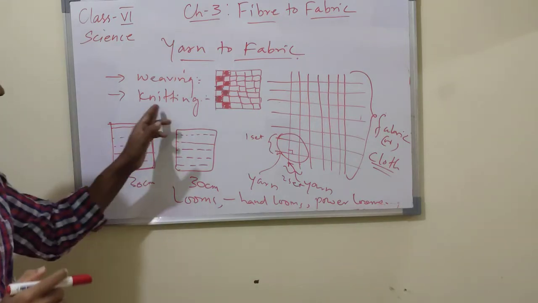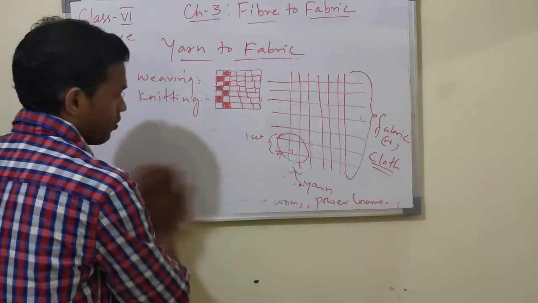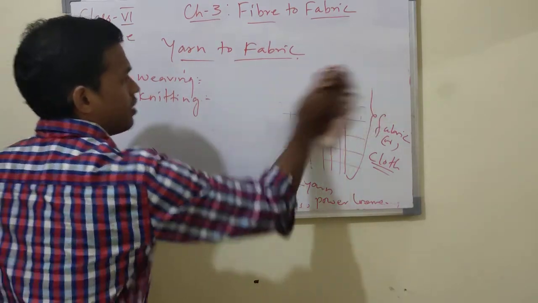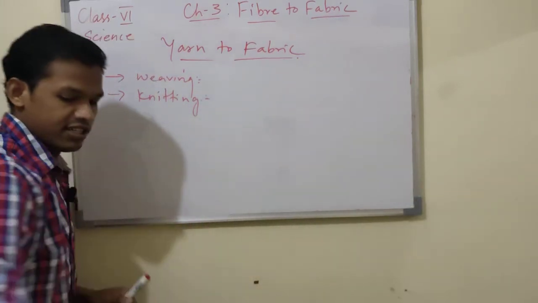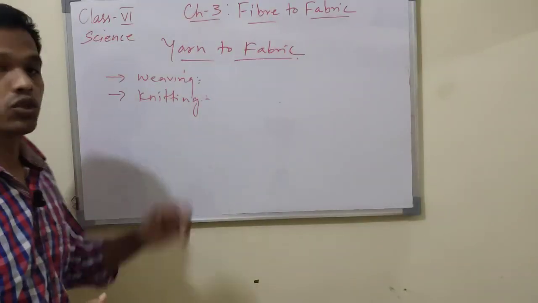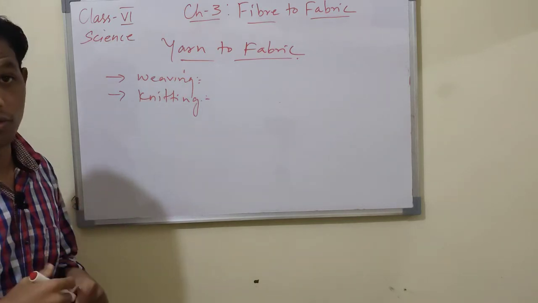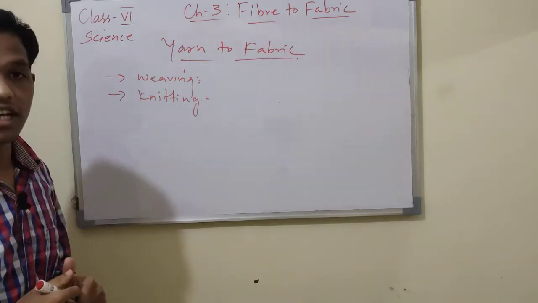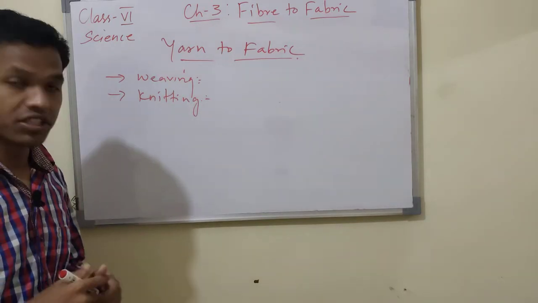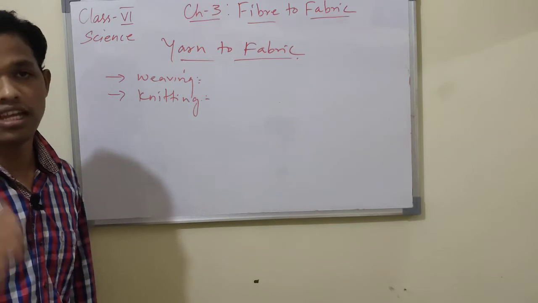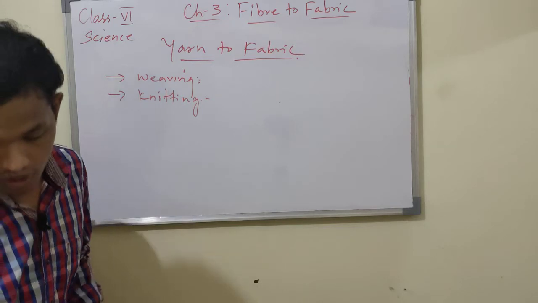Next is knitting. What is knitting? Mostly these yarns are knitted for making sweaters, mufflers, or monkey caps. These are knitted with a single yarn. During the knitting process, a single long yarn is used to knit sweaters or mufflers.